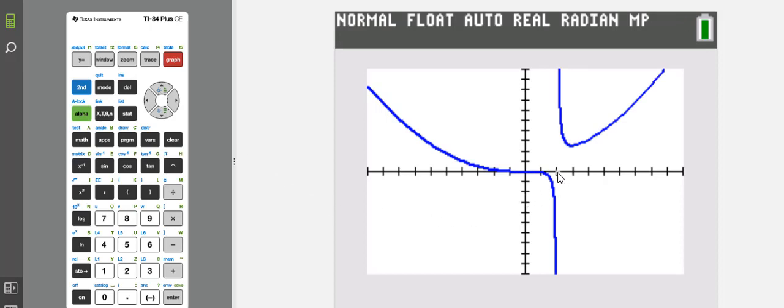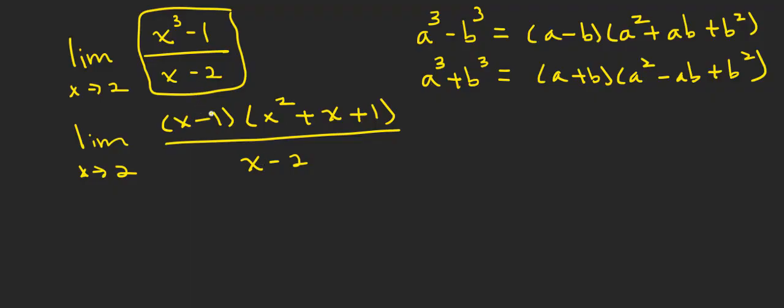So notice what happens as we approach 2. As we approach 2 from the left, you notice that y is going to negative infinity. What happens when you approach 2 from the right? As you approach 2 from the right, the y value is going to infinity. So as you approach 2 from the left, y is going to negative infinity, and as you approach from the right, y is going to positive infinity. So therefore, the limit does not exist.